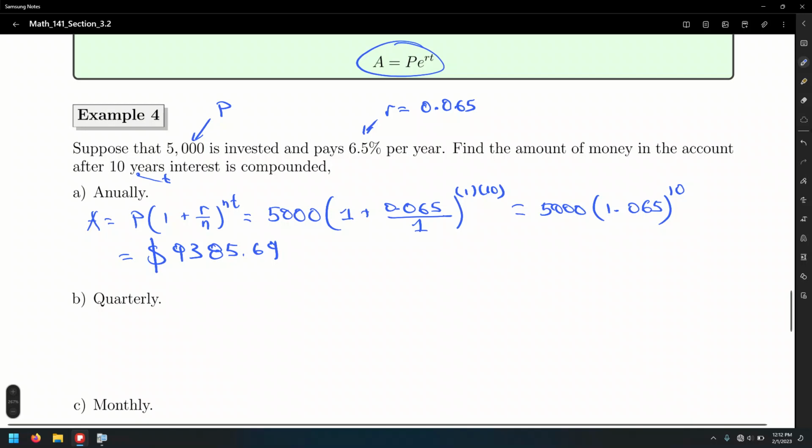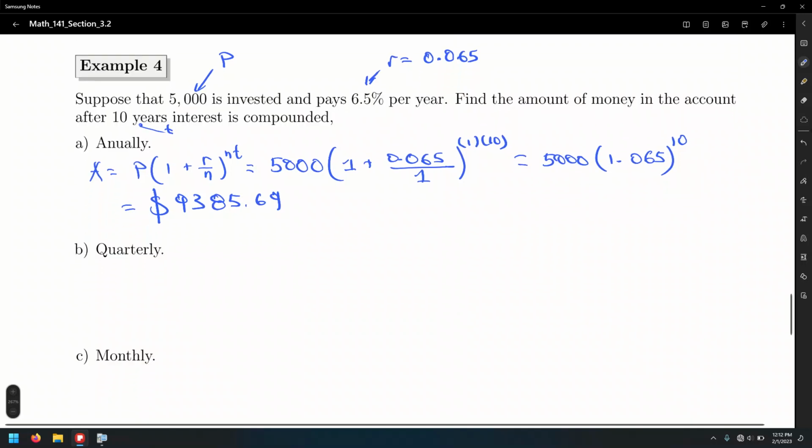All right. So they're asking us to do this quarterly this time. So essentially, same numbers. I'm going to write the formula again. My advice, write it all the time. That way you can keep track of everything, about where you are inputting a certain number, on which letter, etc. Well, that's 5,000 times 1 plus r, and again, r in decimal form, 0.065.